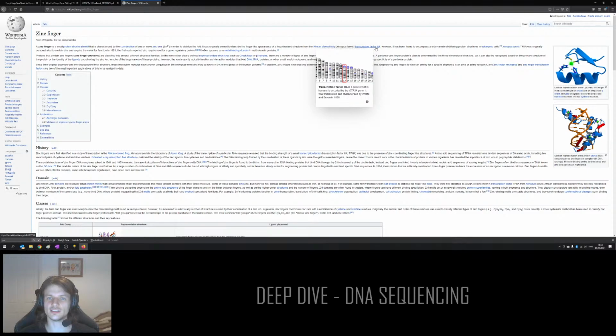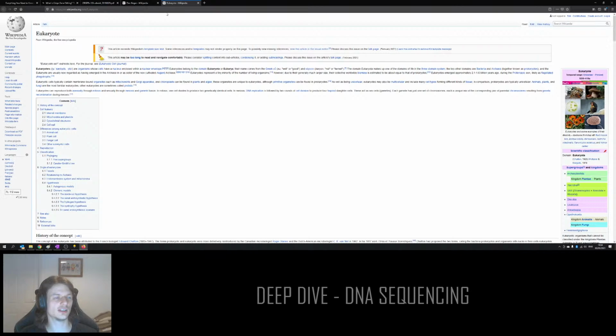Transcription factor 3A is a protein that in humans is encoded by the GTF3A gene. It was first isolated and characterized by Wolf and Brown, 88. It has been found to encompass a wide variety of differing protein structures in eukaryotic cells. These are all things I've heard of. It's really weird, I just don't know what they are.